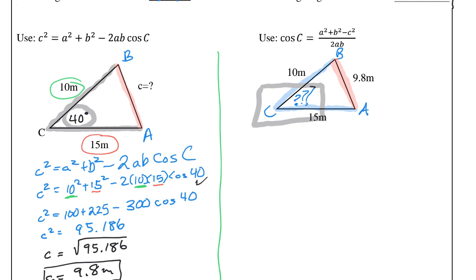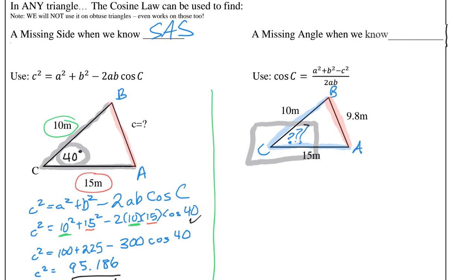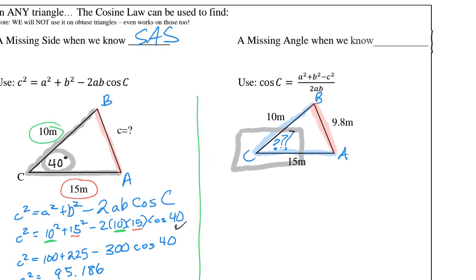Now, this only happens when we have a missing angle. And that missing angle, you can only find a missing angle when we know all of the sides, S, S, S, when you know all three sides of your triangle. The pattern is this. Cosine C is a squared plus b squared minus c squared over 2ab. Okay? So let's go and try that.